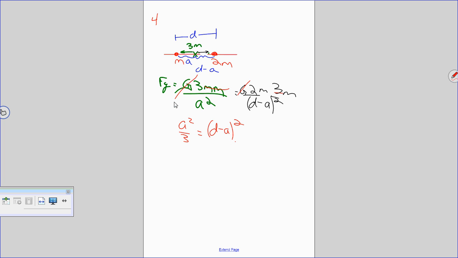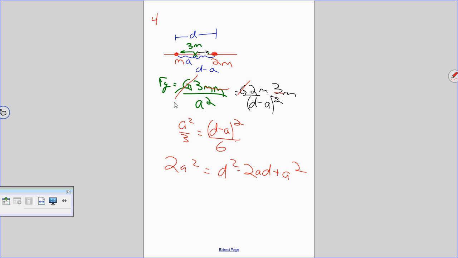All right, so that's over 6. So let's get rid of the fractions, multiply, so you get... Well, here, better yet. What should I do? Yeah, multiply by 6, you get 2a squared. There you go. Thanks. 2a squared equals d minus a squared, which is what? D squared minus 2ad plus a squared.